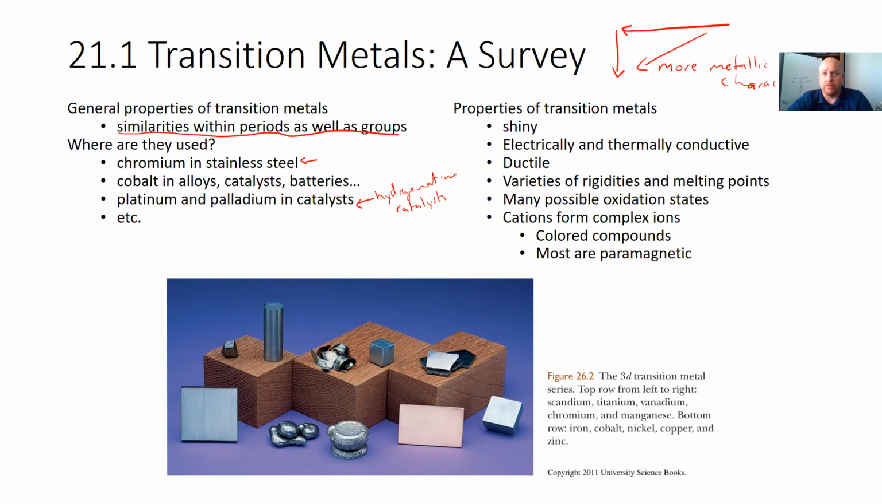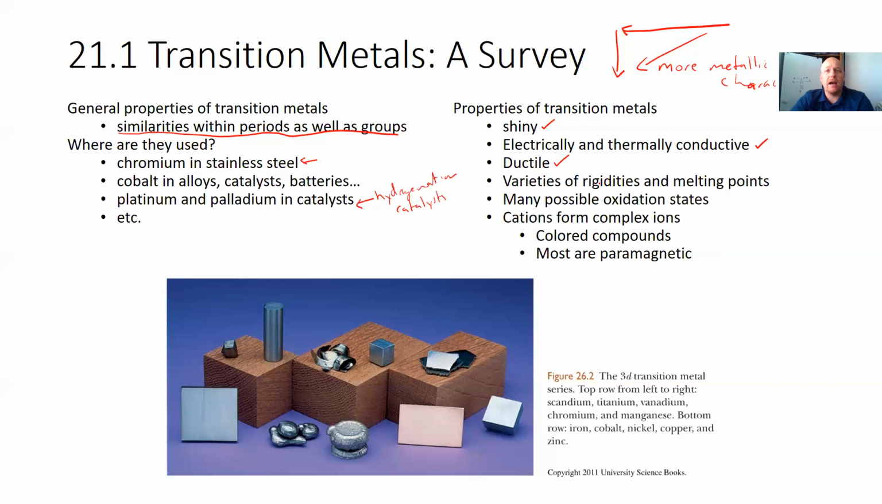Now, in general, when we think about properties of metals and transition metals, they're going to follow the properties of metals in general. They're shiny. They are both electrically and thermally conductive. Copper is still often used in wiring. Aluminum can be used in wiring, but copper is a better conductor than aluminum. They're ductile or malleable to some extent.